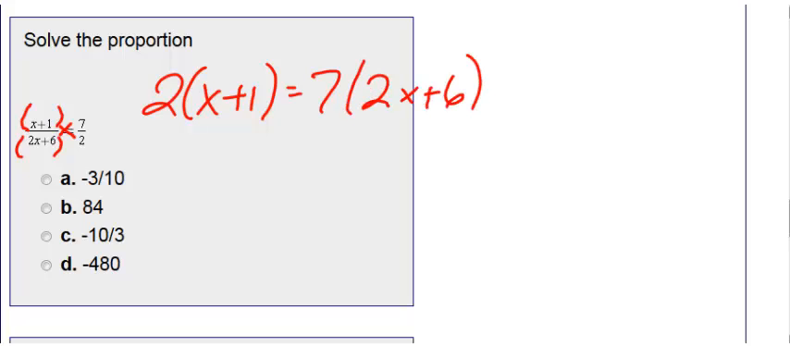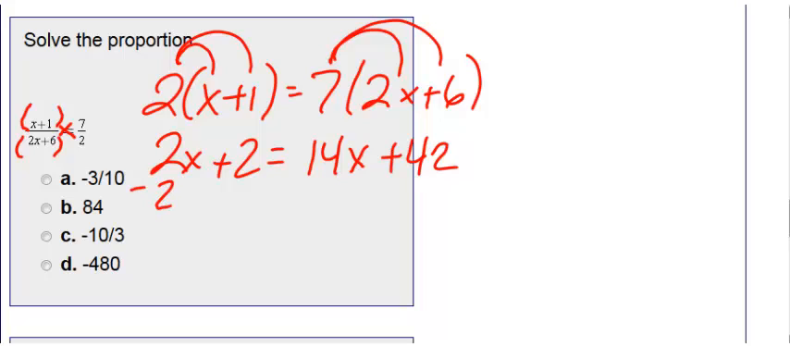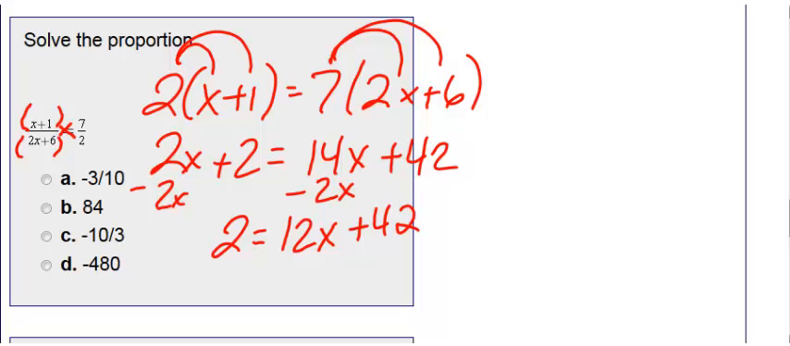Okay, then I need to solve this. So I need to distribute first. 2 times x is 2x. 2 times 1 is 2. 7 times 2x is 14x. And 7 times 6 is 42. Then I need to get my x's on one side, so I'm going to subtract this 2x on both sides. Therefore, I get 2 equals 12x plus 42.